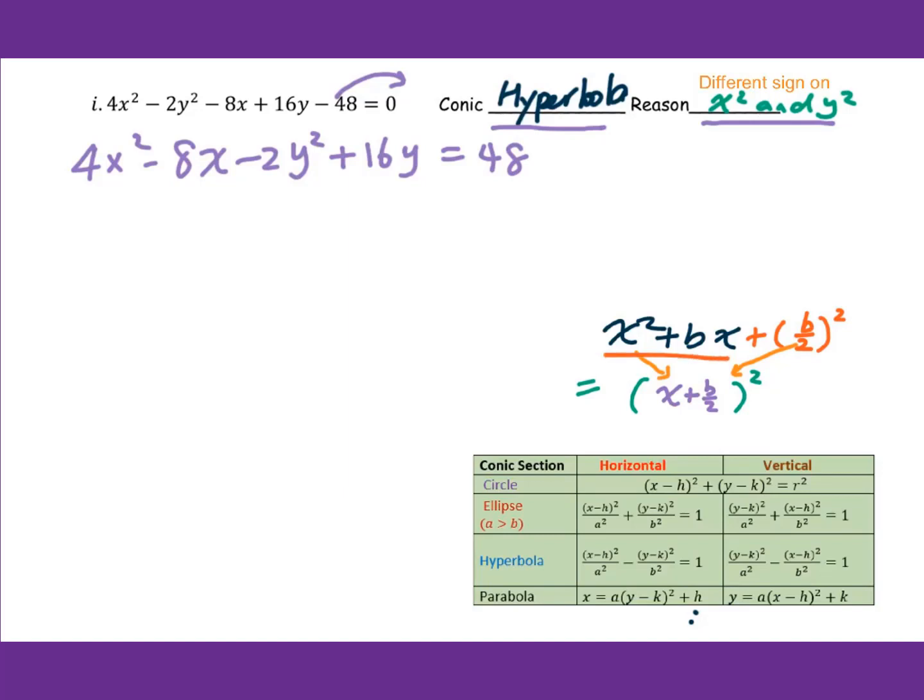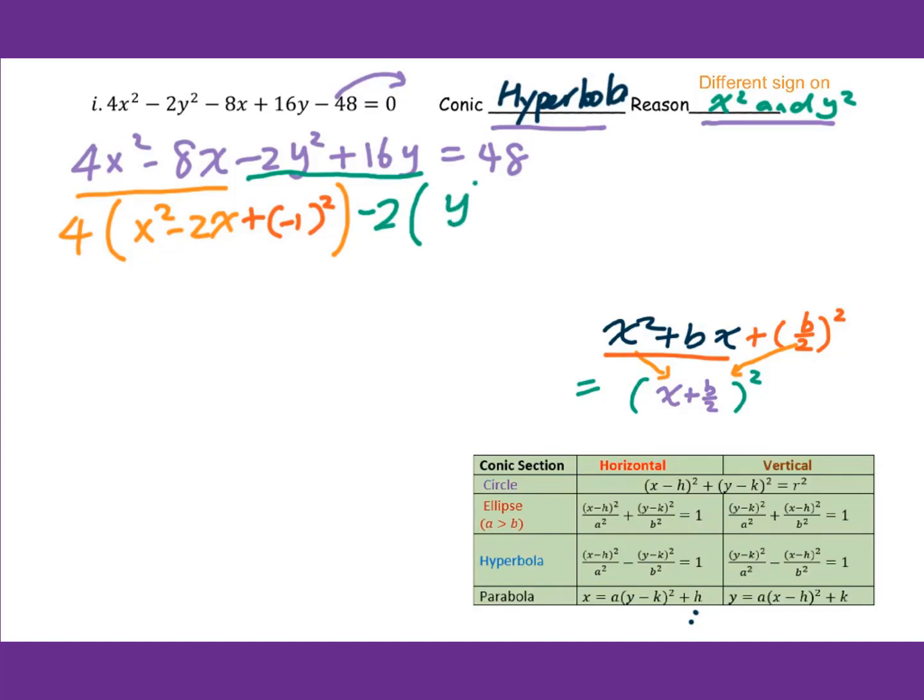Then you have to use completing square. Create x squared plus bx. Therefore, take a 4 outside. You will get x squared minus 2x. Then you add b over 2 squared. Negative 2 divided by 2, that will be negative 1. Then for y squared and y, you have to take negative 2 outside. You will get y squared, 16 divided by negative 2 is negative 8y. Then you need to add b over 2 squared, which will be negative 4 squared.